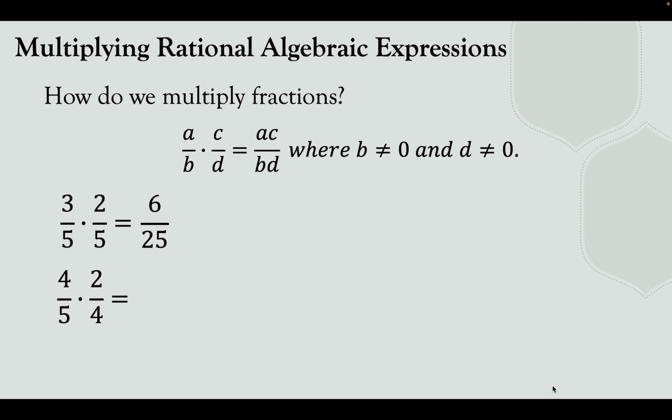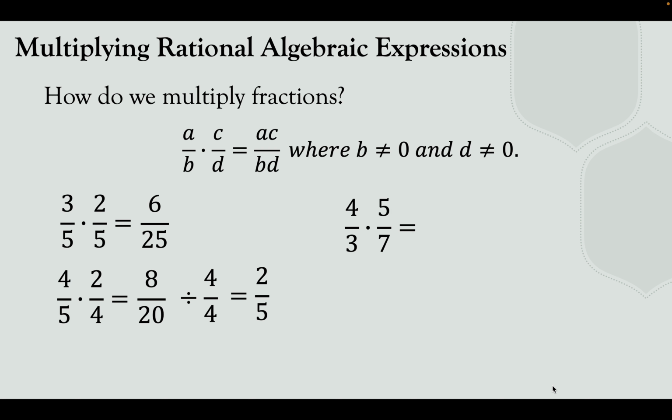Next, we have 4/5 times 2/4. So we have numerator times numerator, 4 times 2, we have 8. 5 times 4, we have 20. Since it can be reduced, their GCF is 4. Both of them can be divided by 4. So we have 8 divided by 4, we have 2, and 20 divided by 4, we have 5. So the reduced or the lowest term is 2/5.